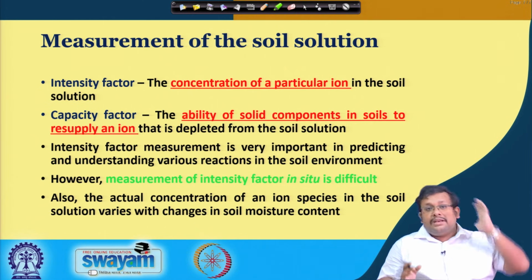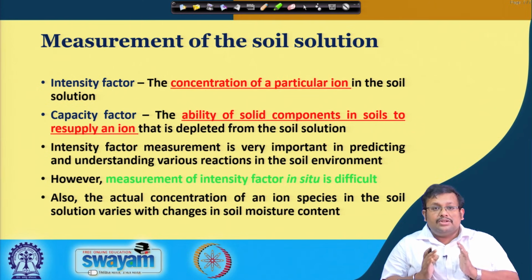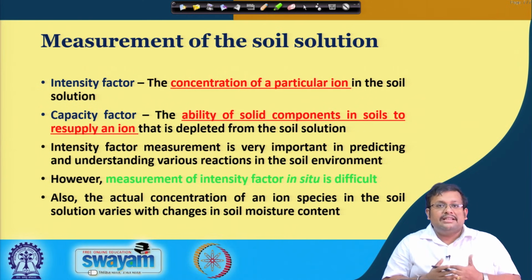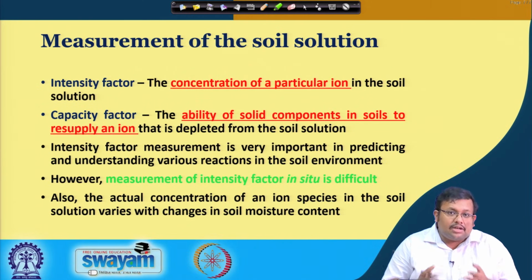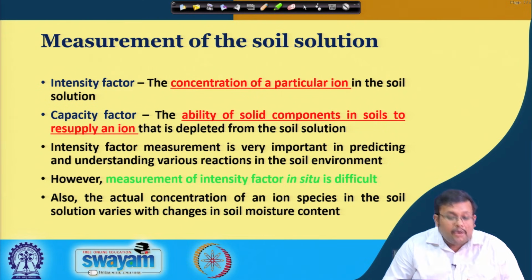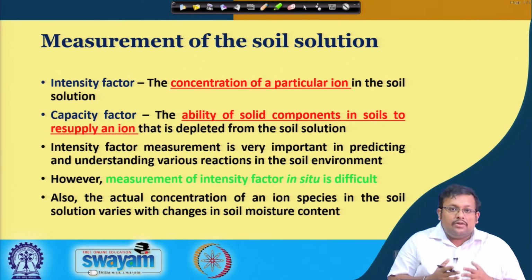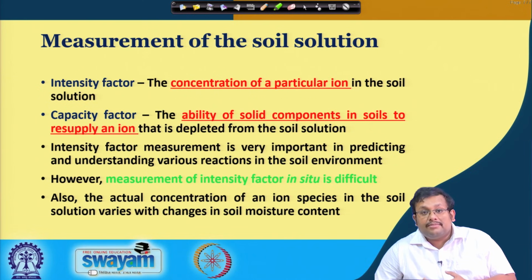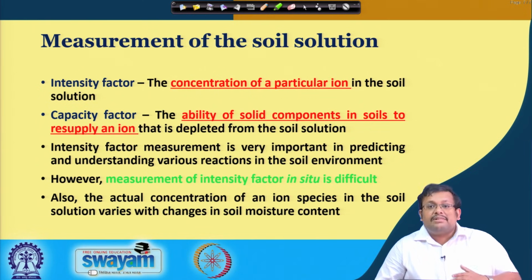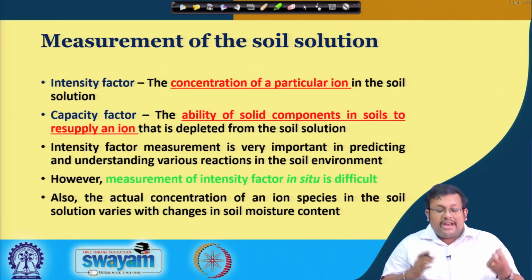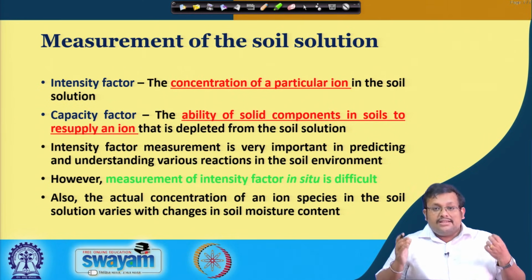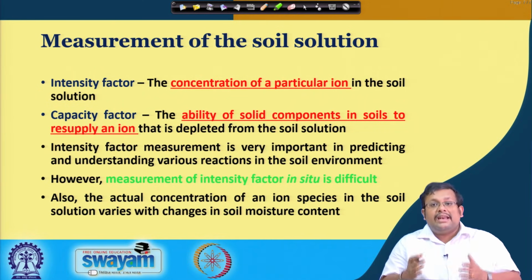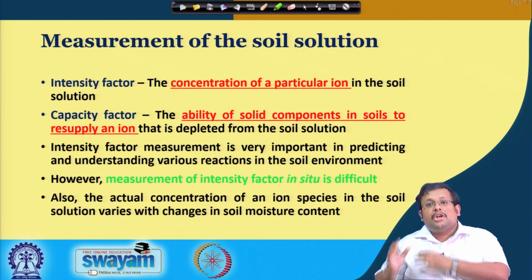Now, when we talk about the measurement of soil solution, there are two factors we need to consider. One is called the intensity factor, another is the capacity factor. Now, what is the intensity factor? Intensity factor basically says the concentration of a particular ion in the soil solution, whereas the capacity factor basically denotes the ability of solid components in the soil to resupply an ion that is depleted from the soil solution. Now, we have already seen the capacity factor in the last diagram, where the concentration of a particular ion in the soil solution goes down, and it is resupplied to maintain an equilibrium from the precipitate or solid phase.